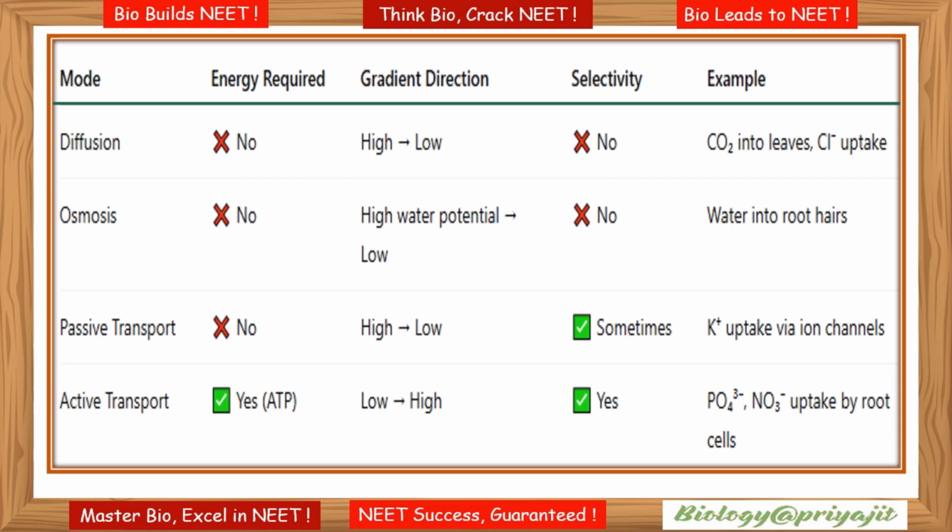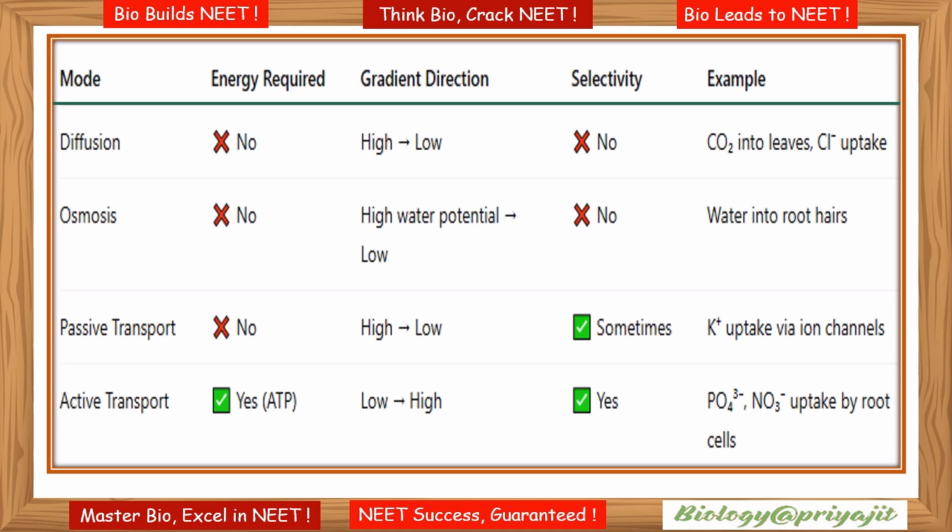In case of osmosis, no energy is needed. Gradient direction: high water potential to low water potential. There is no selectivity, and the example is water into root hair cells. Passive transport requires no energy. Gradient is high to low, selectivity sometimes, and the example of passive transport is the potassium uptake via ion channels.